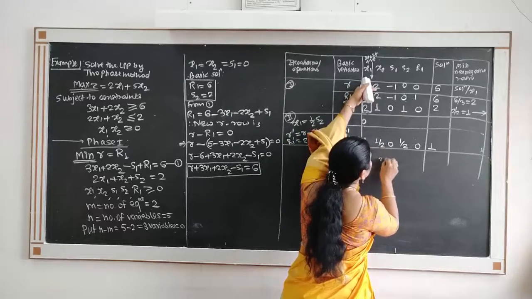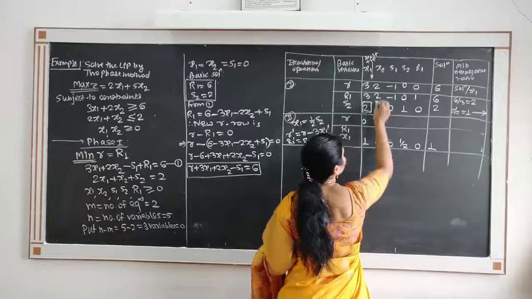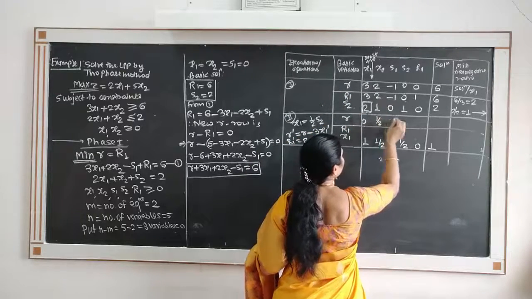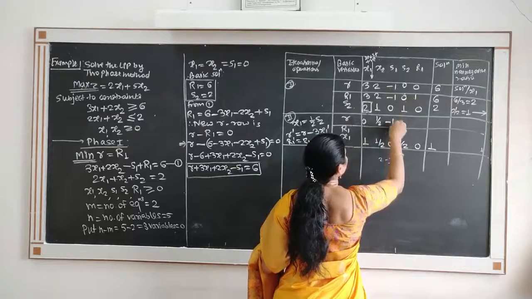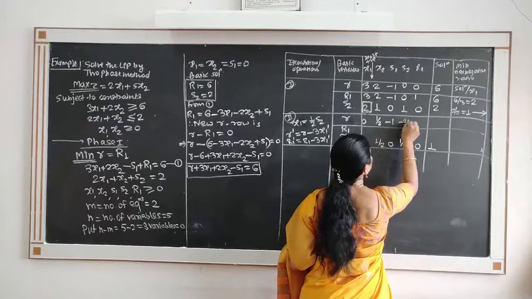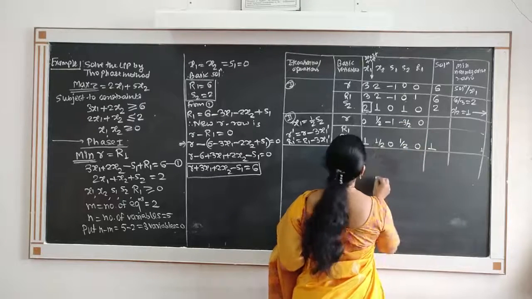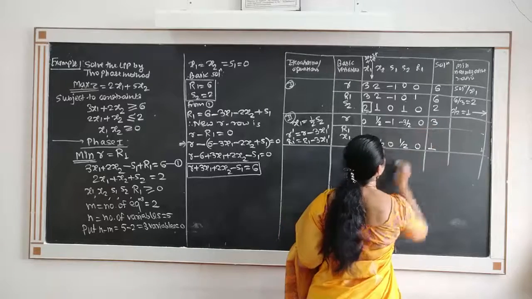2 minus 3 times 1 by 2. So 2 minus 3 by 2, 4 minus 3, that is 1 by 2. Minus 1, 0 times, so minus 1. 0 minus 3 by 2, so minus 3 by 2. 0 minus 0, 0. And 6 minus 3 comes to be 3.